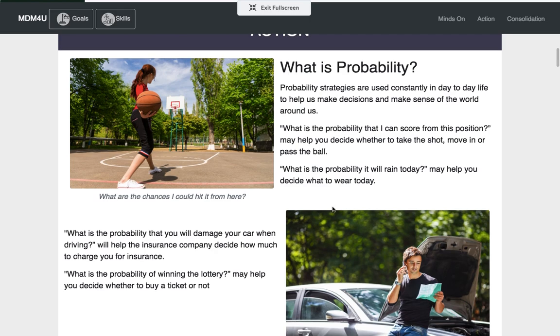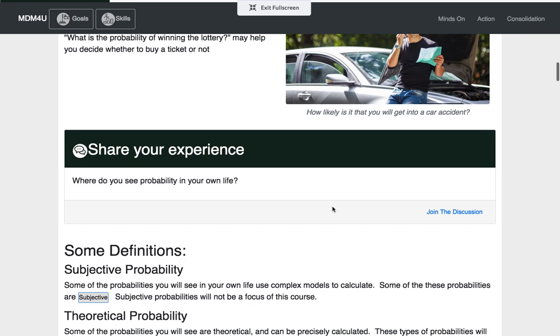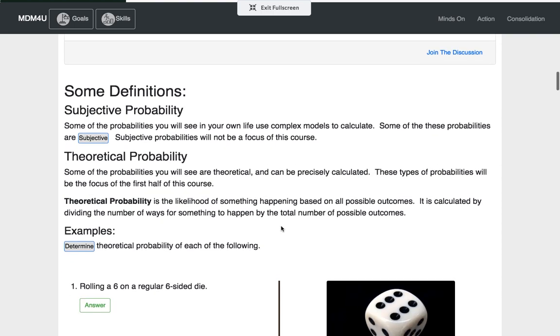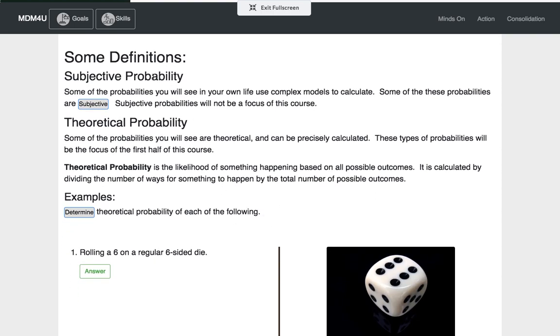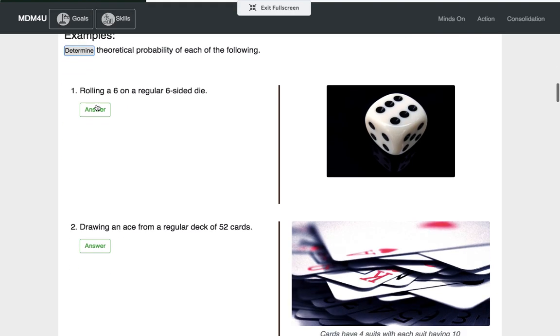It starts off talking about probability. You can read it. It talks about experimental probability versus theoretical. Theoretical is what should happen, and experimental is what does happen, right? And we talked about subjective probability as well. These are things like sports games and weather. You can put your cursor over here, and it talks about what they might be.